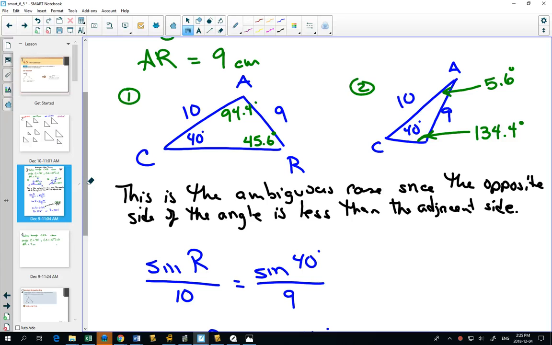I knew how to draw triangle 2 because of this black note right here, that I recognized that the side opposite the angle was less than the adjacent side, so this could be the ambiguous case with two triangles. Okay? So that's the key, this note right here. Since the 9 is less than the 10, there could be two triangles possible.